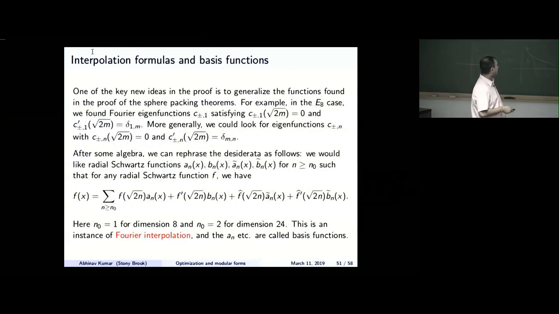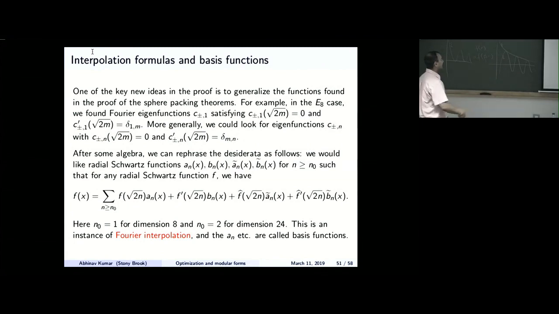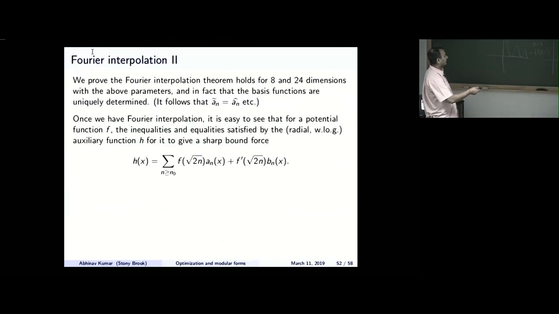The n's are roughly like those C plus minus. Yeah, so the C's, exactly. So the ANs are the even eigenfunctions, the BNs are the odd eigenfunctions. Well, actually, AN plus AN tilde is the even eigenfunction, etc. Yeah, exactly. So those are the functions we want, and we can prove it for dimensions 8 and 24.